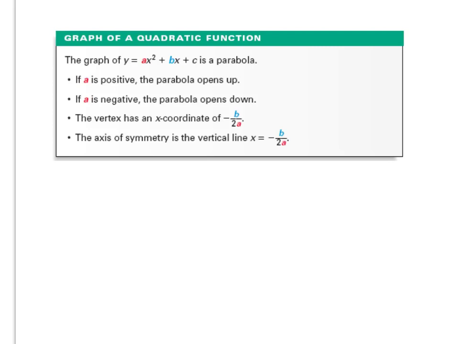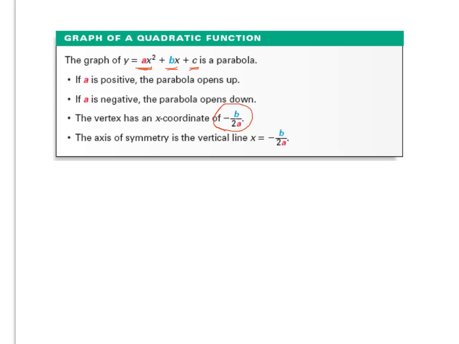So here's some of the things we can just pick out by looking at the quadratic function itself. So remember, a is the leading coefficient, the coefficient of x squared, b is the coefficient of x, c is the constant. So if a is positive, the parabola opens up. If a is negative, it opens down. The x value of the vertex is the opposite of b over 2a.